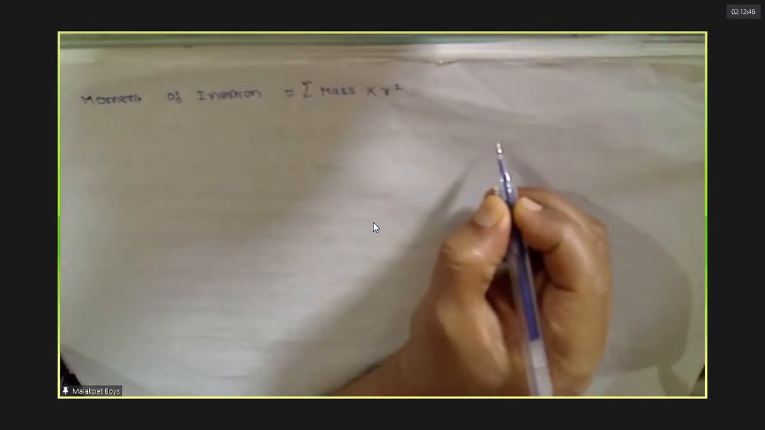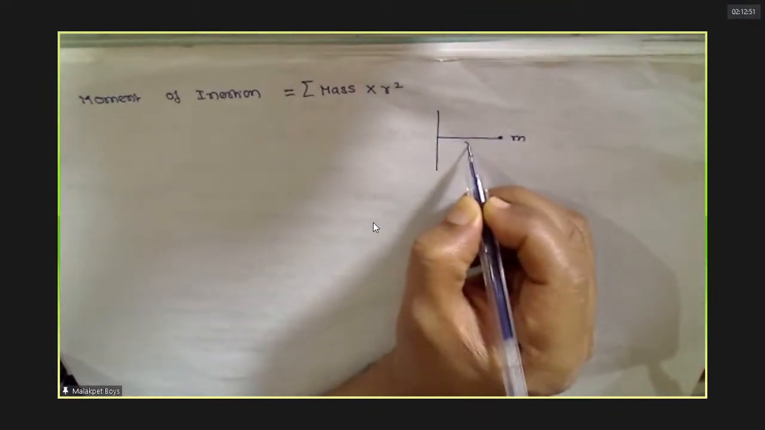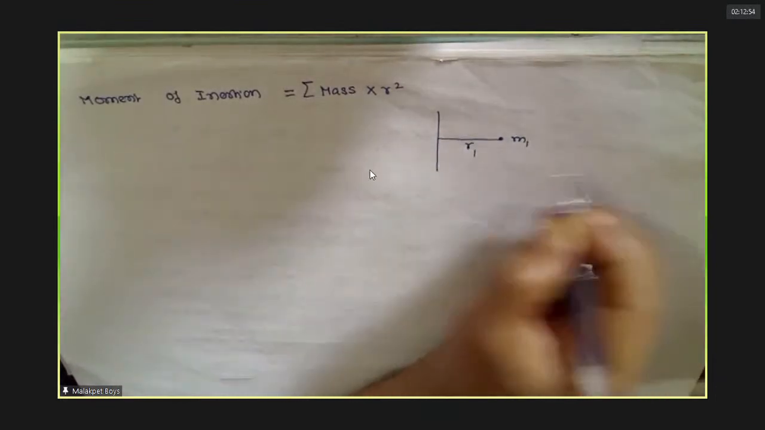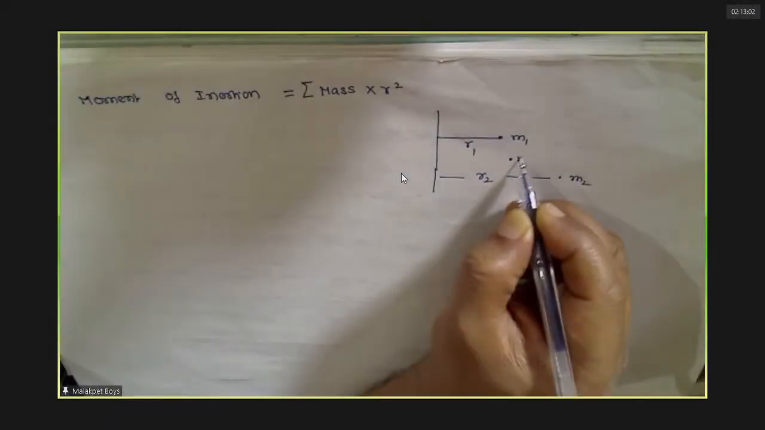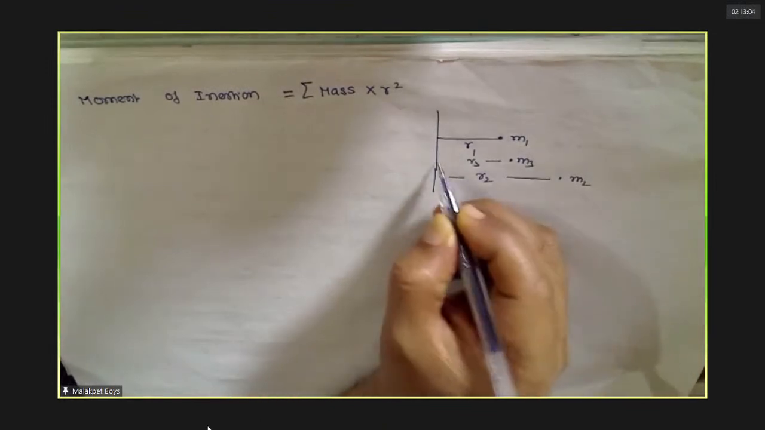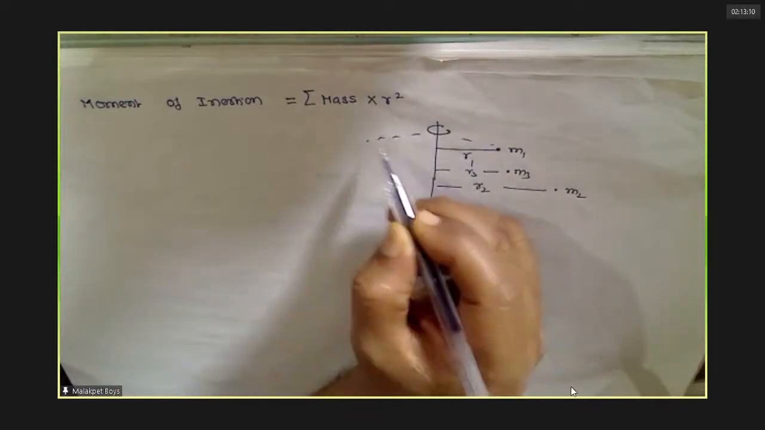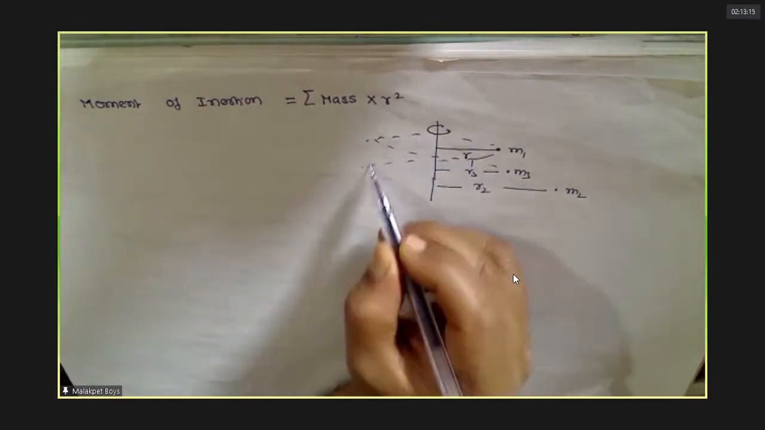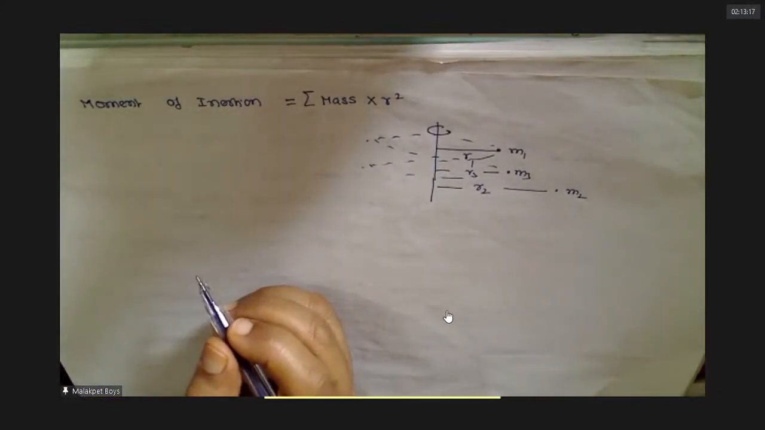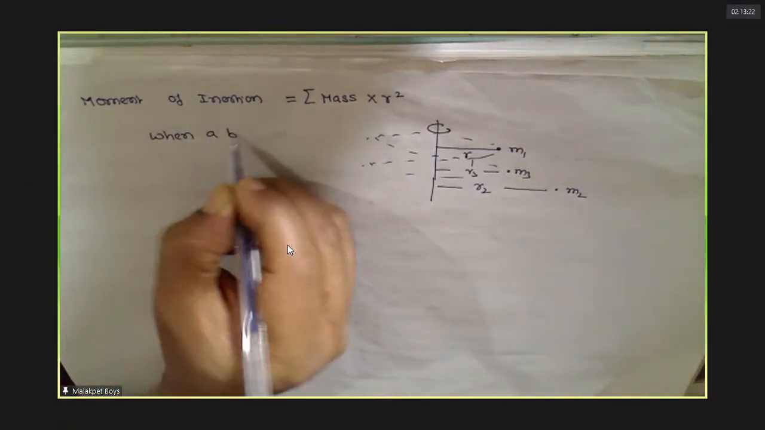See, suppose this is mass m, this is r. Like that, another particle is there, m2, this is r2. So this is another particle m3, r3. This is the axis. When this rod moves, all of these will be rotating in different circles, no? So whenever a body rotates, different particles will be moving in circles.